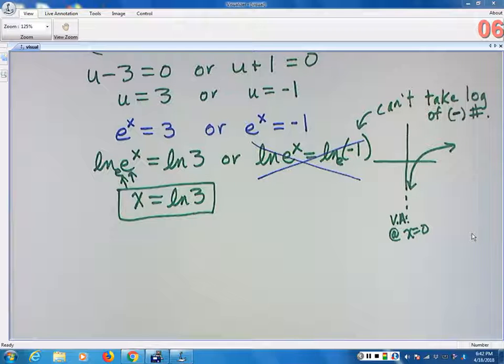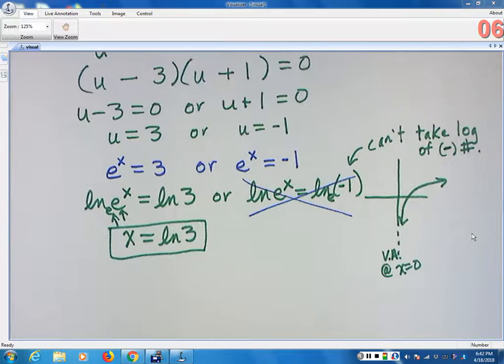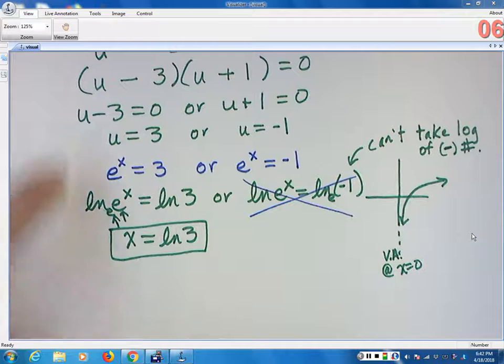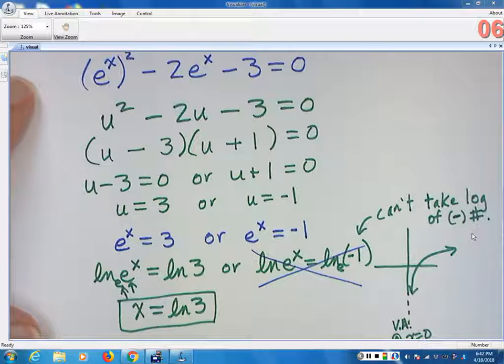But we do have a solution. It's natural log of 3. And we can check it with our calculator by putting it back in. We can put natural log of 3 in everywhere we have an x up there, and you will get 0 if you do that.